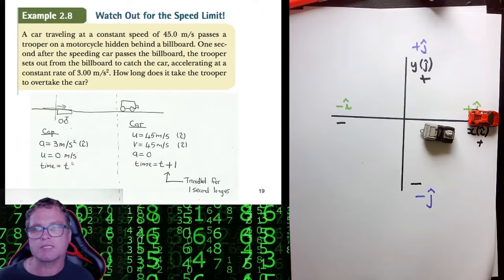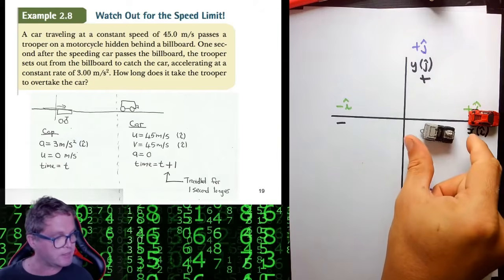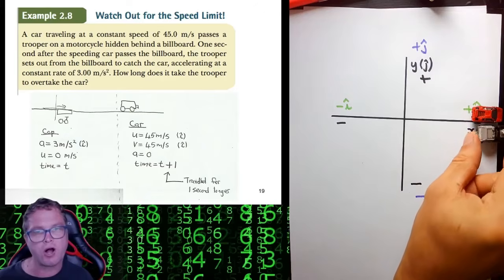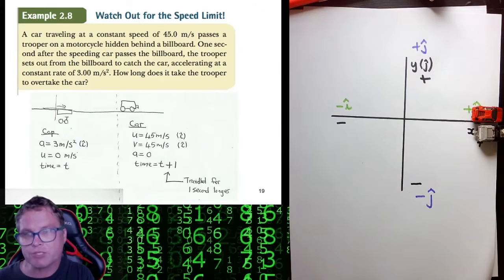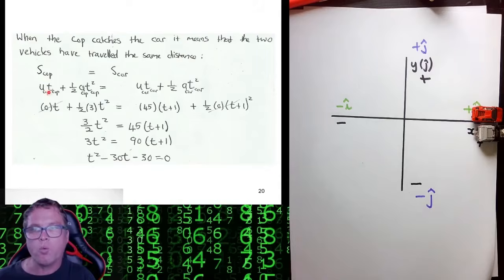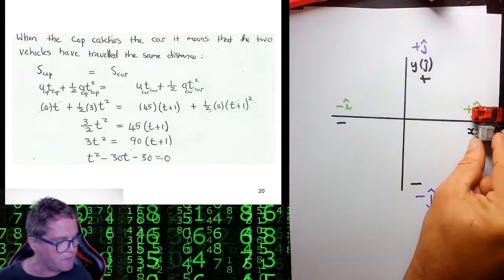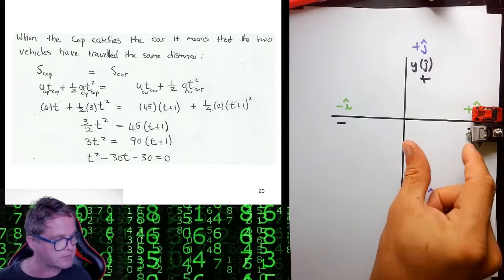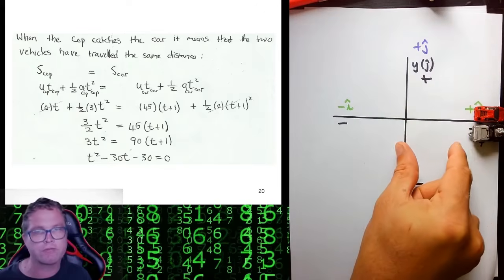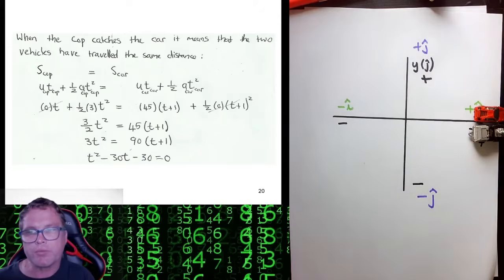The question that we're asked is, after how long does the traffic cop overtake the car, right? So we need to realize that when the cop catches the car, it means that the two vehicles have traveled the same distance. This is a key fact that we need to realize to solve this problem. When the cop catches the car, it means that they've traveled the same distance. So what we're going to do is say the distance traveled by the cop is equal to the distance traveled by the car.